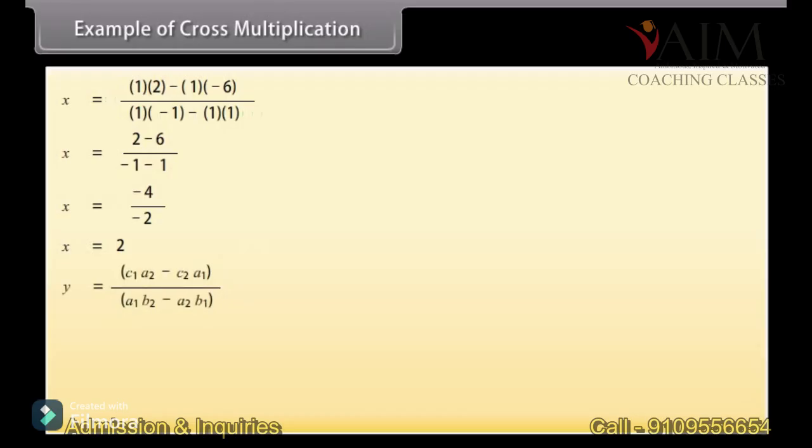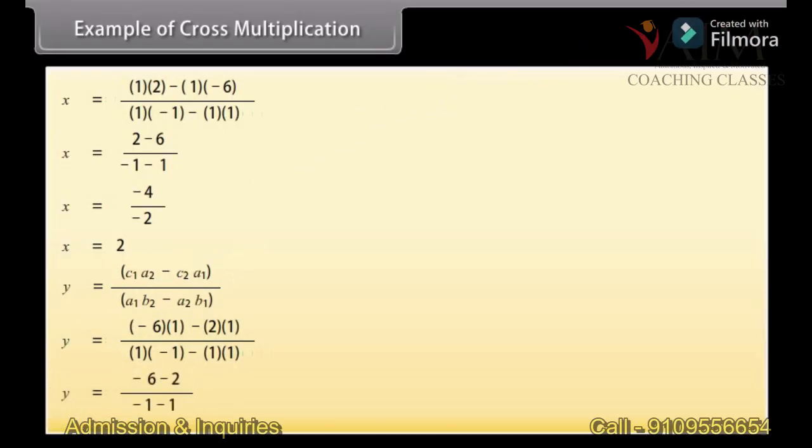y = (c1a2 - c2a1) / (a1b2 - a2b1). Now by substituting the values we get y = (-6 × 1 - 2 × 1) / (1 × (-1) - 1 × 1). By calculating we get y = 4. Therefore the solution is (2, 4).